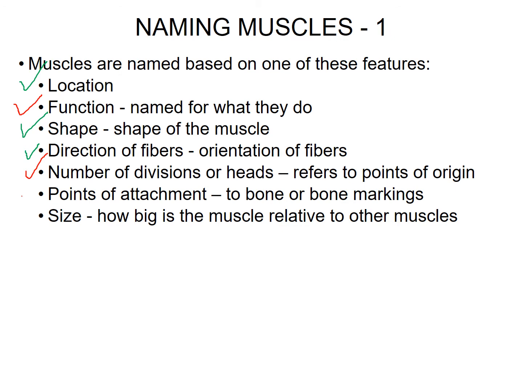Points of attachment. Sometimes it's going to be really easy. We're going to name it after all those bones and bone markings. So Dr. D, why did we have to know about the tibial tuberosity? Why did I have to know about the mastoid process? Well, all those bone markings sometimes come in handy with your muscles.